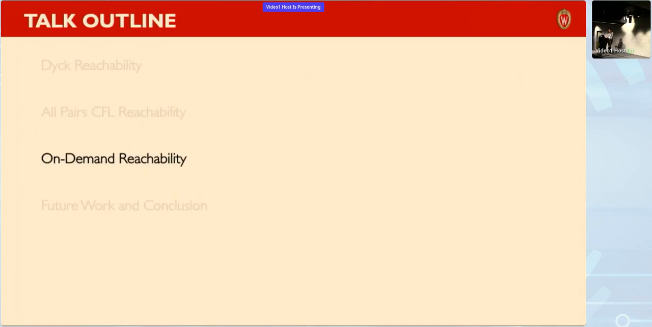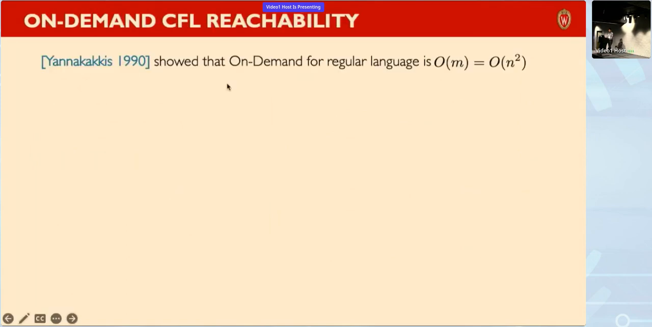Okay, so let me go on to the third part and highlight some results on the on-demand reachability problem. As I mentioned before, the result from Yannakakis in PODS 1990 showed that for on-demand regular languages, you can already do this in linear time. So this is big O of m, and because m can be as large as n squared, if you have a Cartesian product, if you look at the complexity in terms of n, this is quadratic.